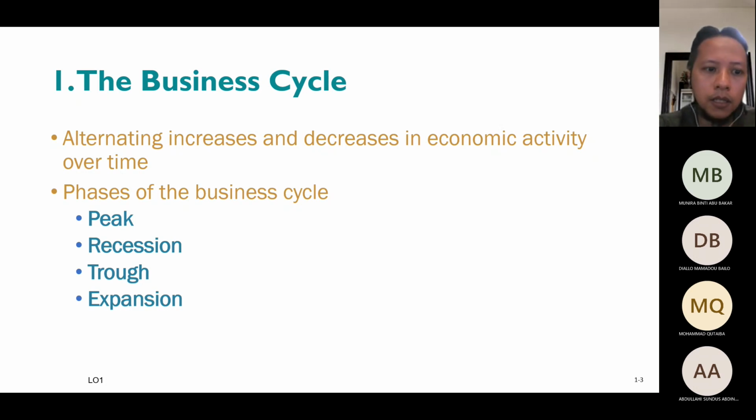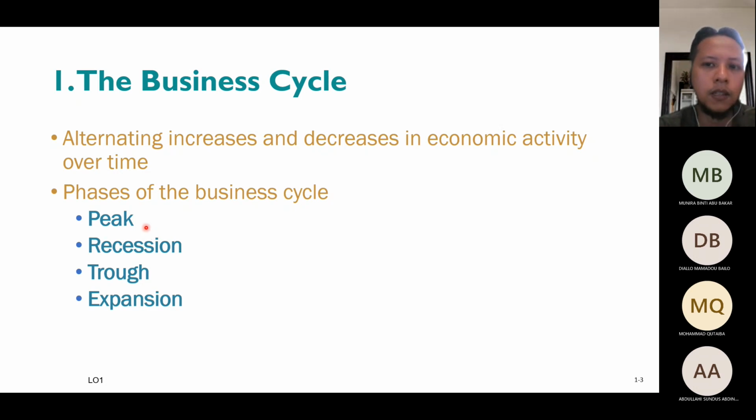The definition is basically an alternating increase and decrease in economic activity over time. Some argue it is because of the system that we are operating in, the capitalist system or fiat money system, which is fueled by debt. Because of this, we will always see increase, decrease, increase, decrease. And this is represented by 4 phases of an economy.